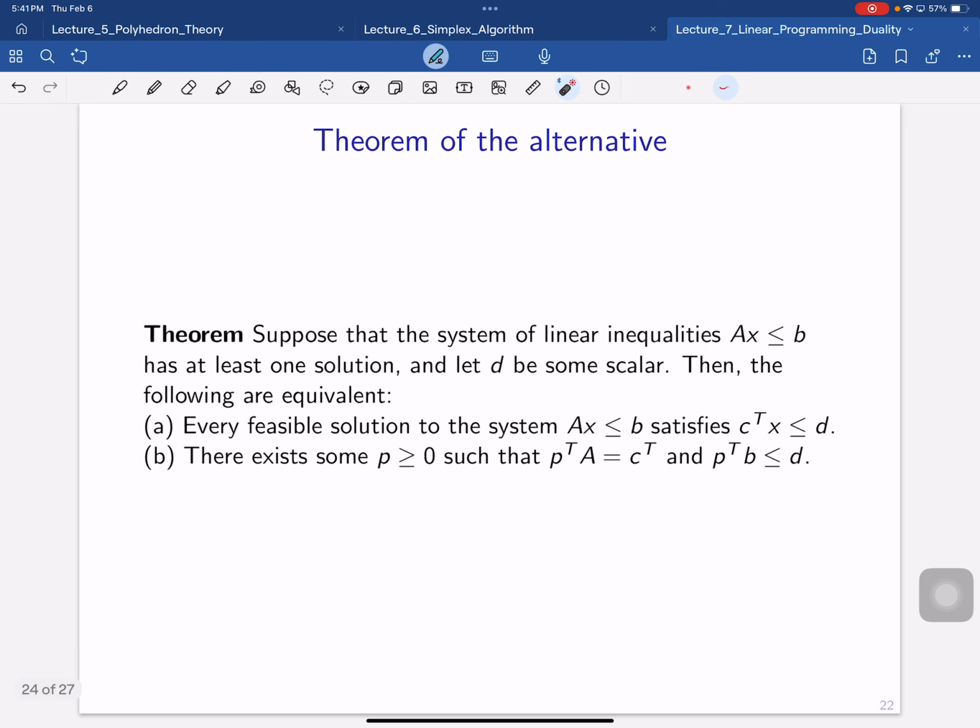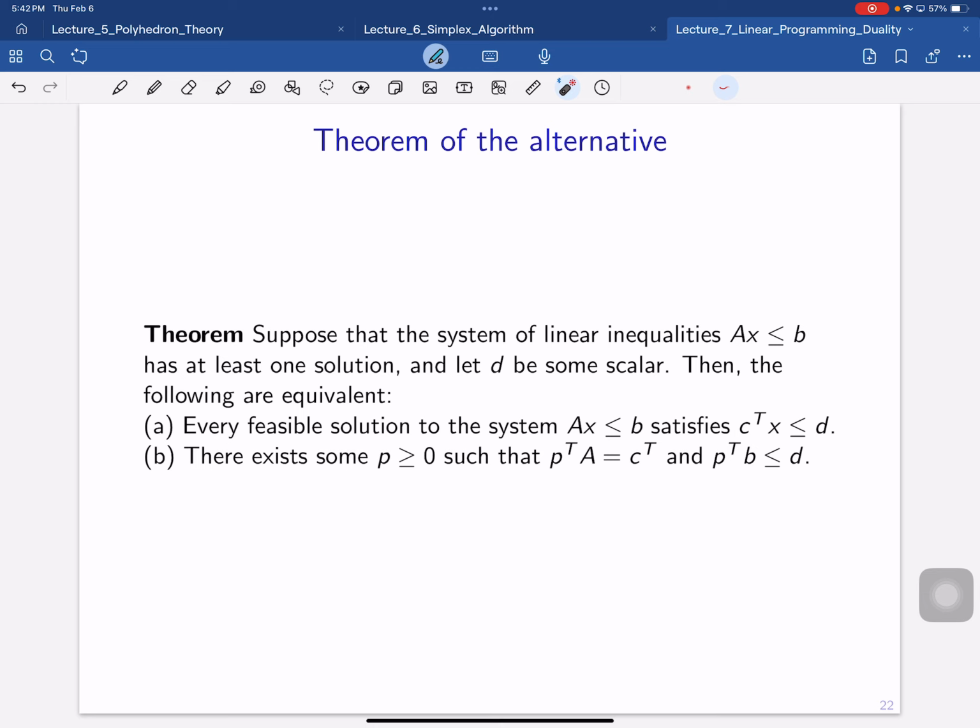Okay, so now the last thing I want to talk about, also without giving you the proof, is more about how you interpret this theorem, or maybe in your research when you try to prove something, you can think about this theorem. This is called the theorem of alternative. What it says is, suppose we have a system of linear inequalities that has at least one solution, and d be some scalar. Then the following are equivalent.